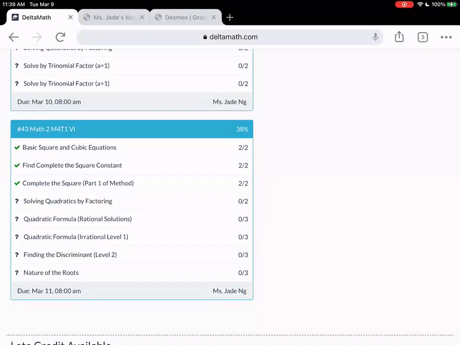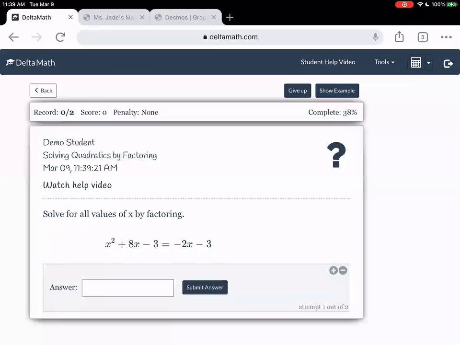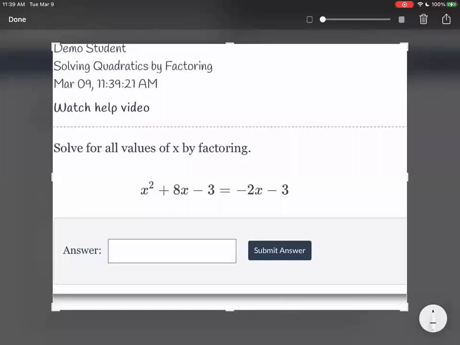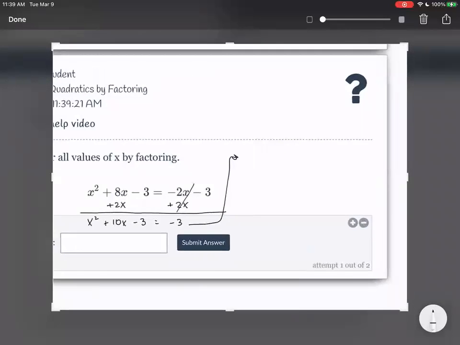So the next category is solving quadratics by factoring. Remember, this is review. To do this one, what you want to do is bring everything to one side, so that it's equal to 0. So I'm going to add 2x as my first step. That's going to give me x squared plus 10x minus 3 equals, cancels out, negative 3. I'm just going to rewrite that over here because I have space there.